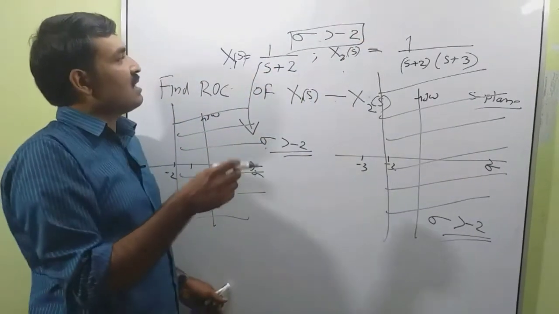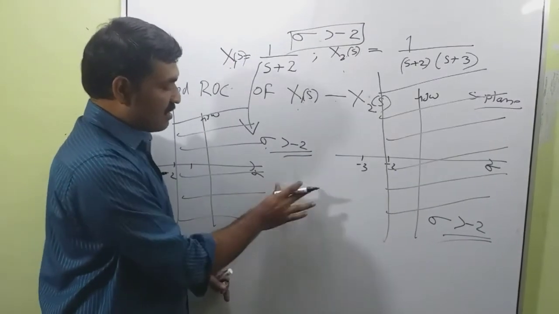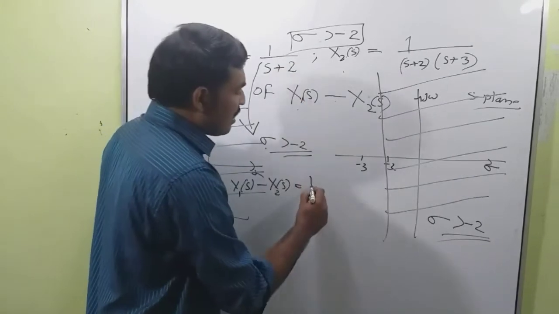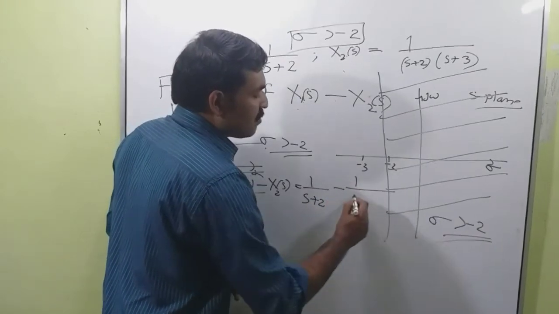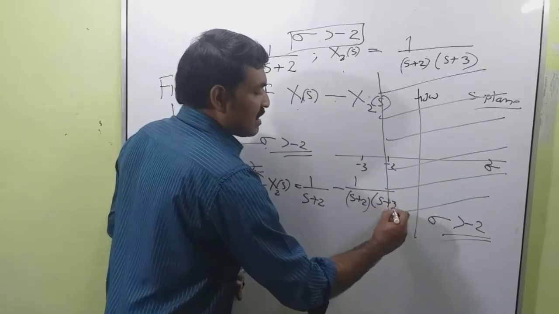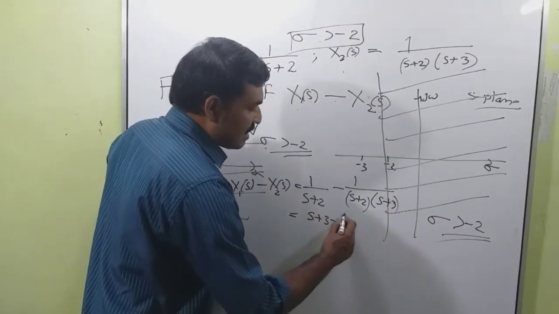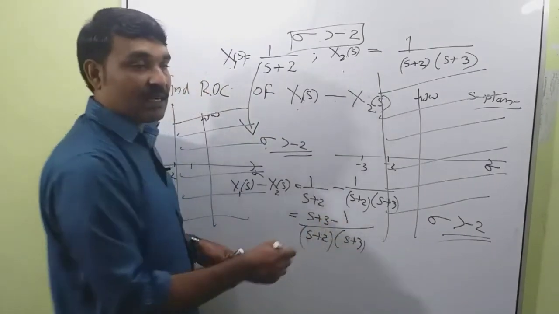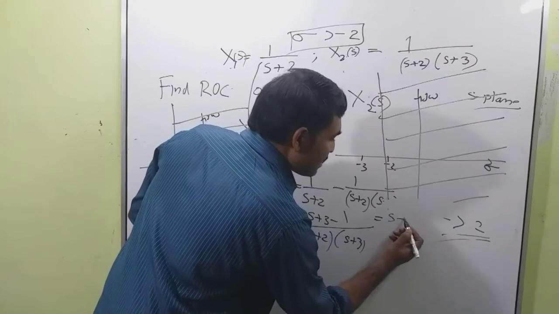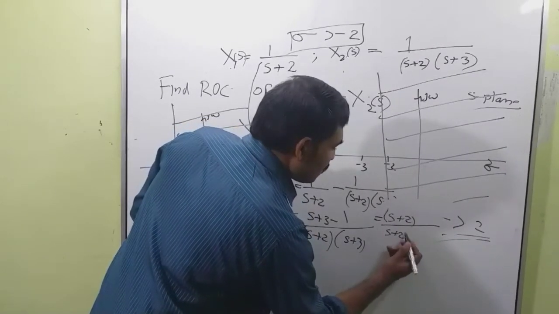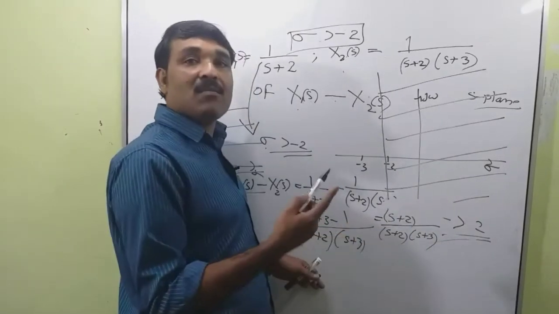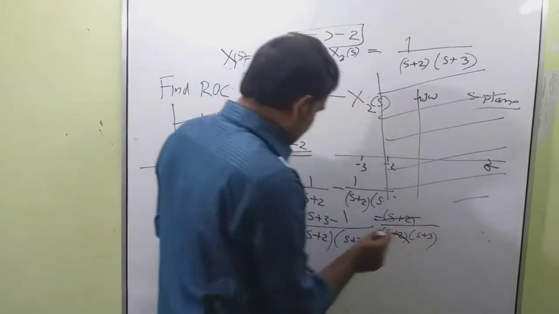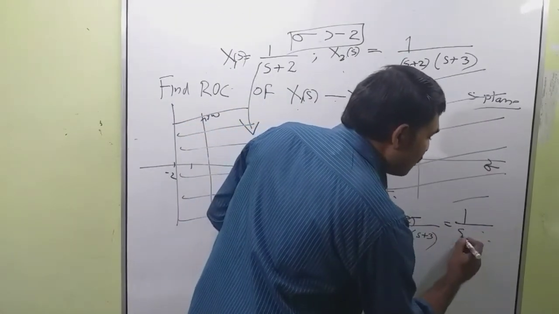Now we want to find the ROC of the signal X1(s) minus X2(s). Let us check what X1(s) minus X2(s) is. X1(s) minus X2(s) is equal to 1 divided by s plus 2 minus 1 divided by (s plus 2) into (s plus 3). Now taking the LCM, this becomes s plus 3 minus 1 divided by (s plus 2) into (s plus 3). Here s plus 3 minus 1 becomes s plus 2. So this is equal to s plus 2 divided by (s plus 2) into (s plus 3). We have a zero at s equal to minus 2 and a pole also at s equal to minus 2. So here a pole-zero cancellation takes place and the difference X1(s) minus X2(s) is equal to 1 divided by s plus 3.